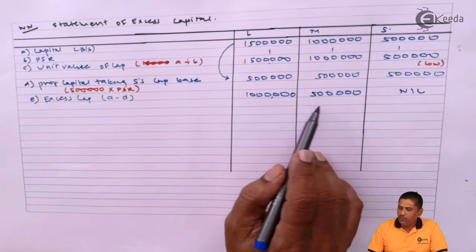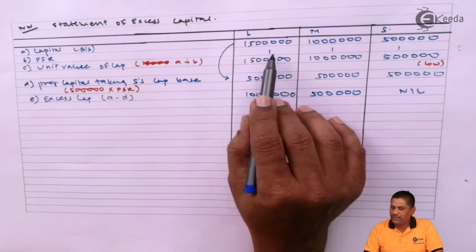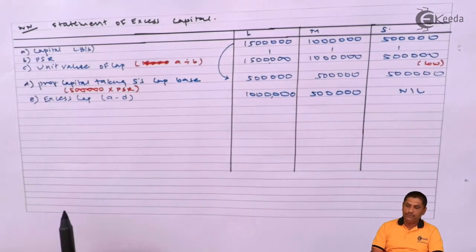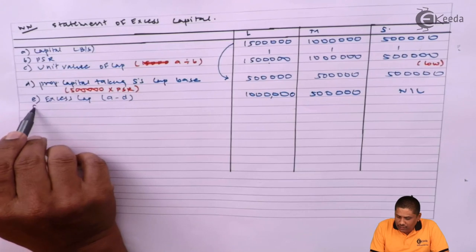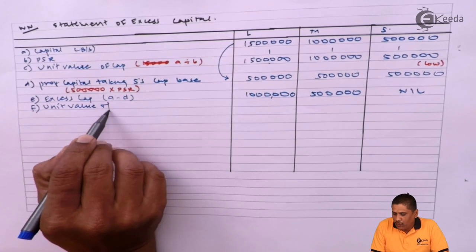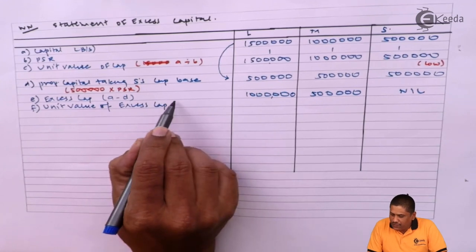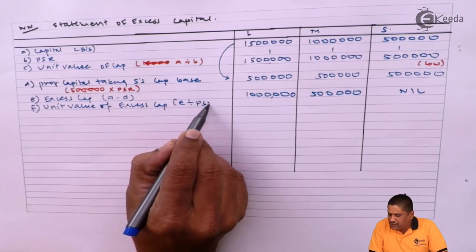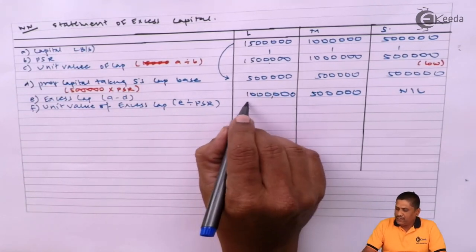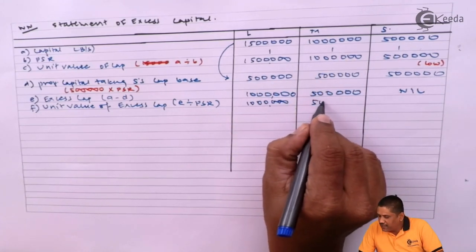Now consider L and M. What capital are they having? 10 lakhs and 5 lakhs. But is it in PSR? No, it is in 2:1, but their PSR is 1:1. So between these two, I will decide who is having extra capital. To decide that, I need to work out the unit value of excess capital also. So unit value of excess capital is calculated as E divided by profit sharing ratio. So 10 lakh divided by profit sharing ratio is 10 lakhs again. 5 lakh divided by 1 is also again 5 lakhs.